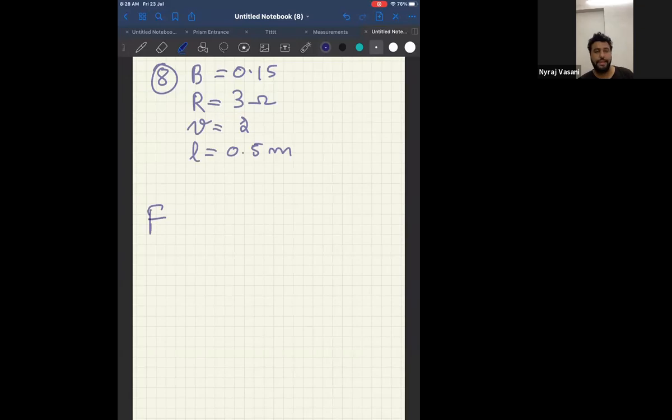Now from the last chapter, you know the formula for force is BIL sine theta, or ILB sine theta, but this time theta is 90. Therefore, I can just write force as BIL. Now, can I write BIL with B as it is, and I as E by R into L, because current is voltage upon resistance?